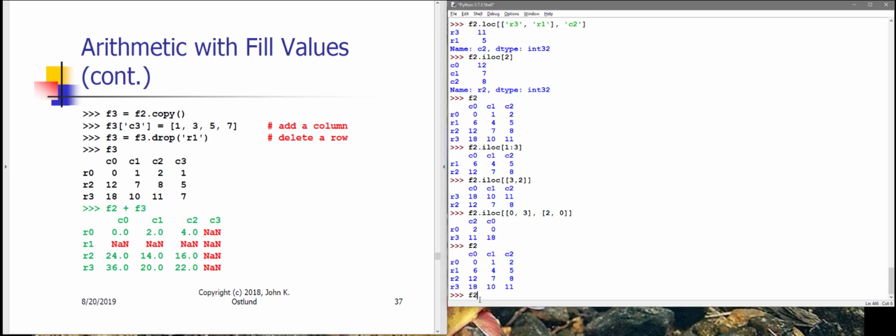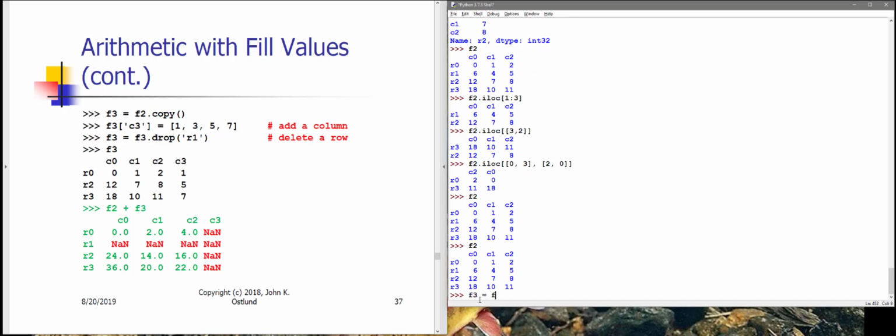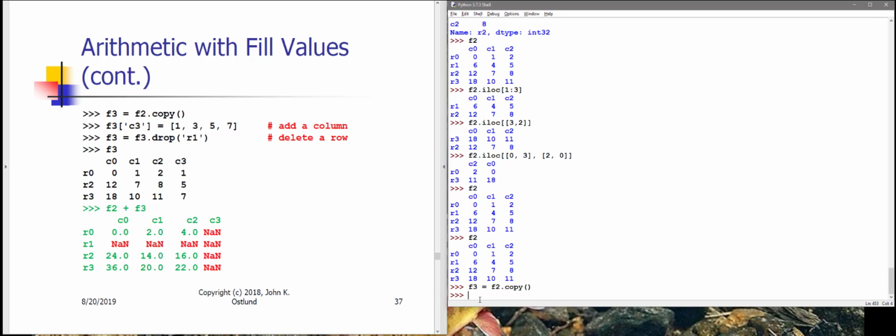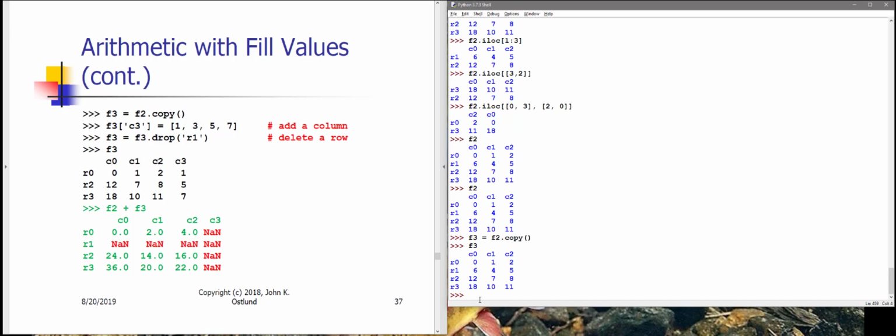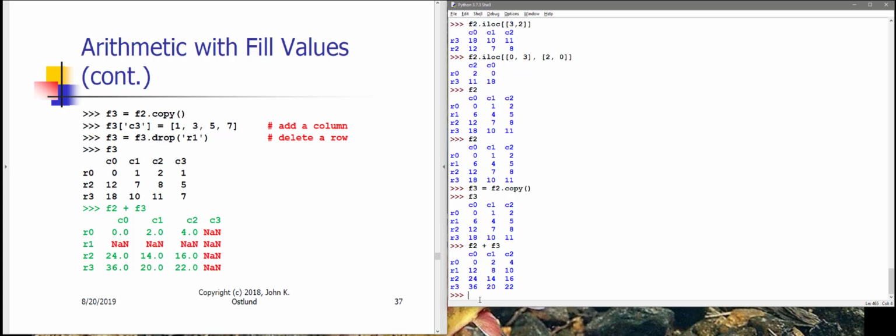All right, so here's F2. If I say F3 gets F2.copy, at this point F2 and F3 are different objects, but they contain the same values. And so if I say something like F2 plus F3, I get back a data frame of the same shape, the same rows, the same columns, and the cells are all basically double because the two data frames are identical at this point. But let me try changing F3 a little bit. First of all, let's change F3 to have a new column, C3.